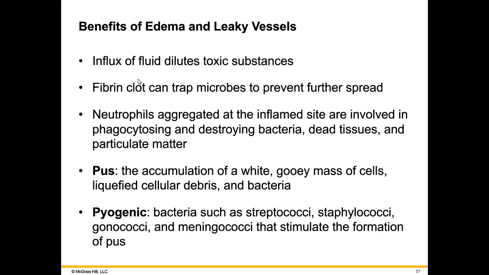The bacteria that are causing the infection or this pus formation are called pyogenic bacteria, pyo meaning pus, genic meaning creation of. Bacteria that are pyogenic are things such as streptococci, staphylococci, gonococci, and meningococci bacteria, and all of those are pus-stimulating bacteria.